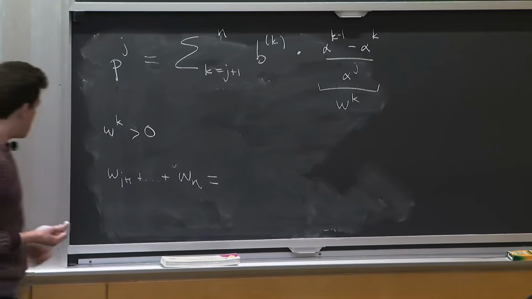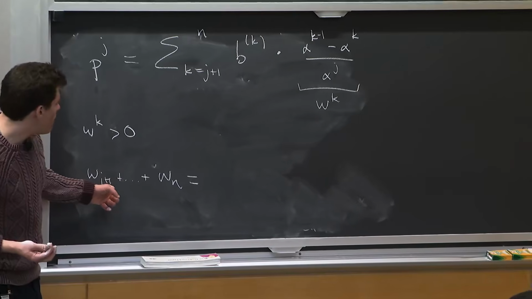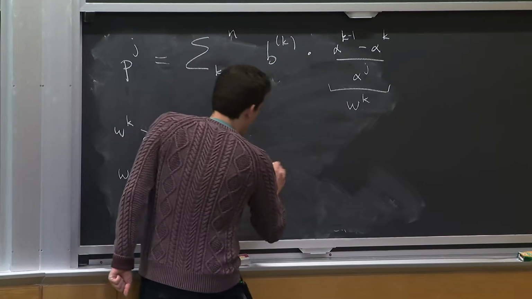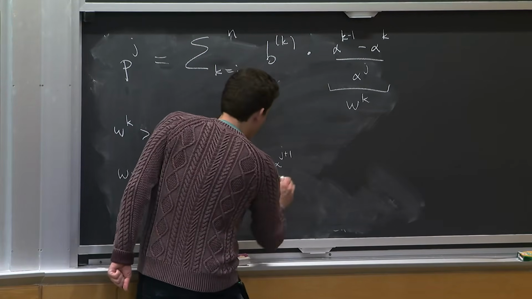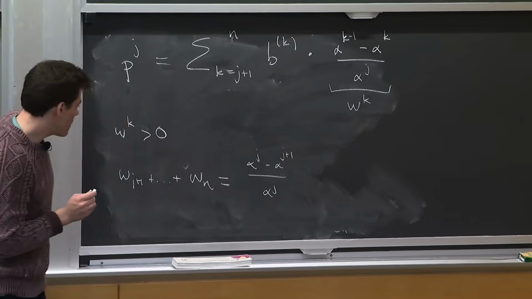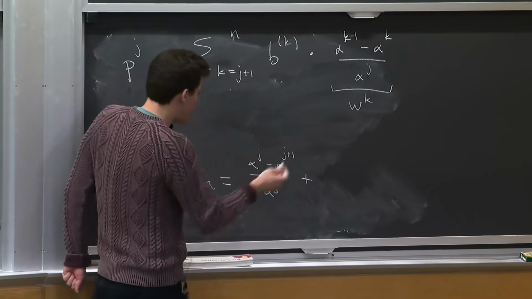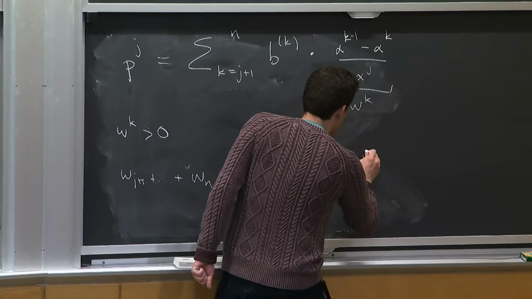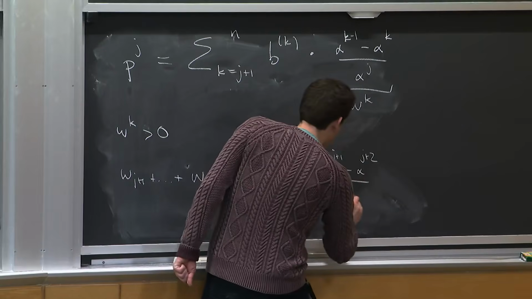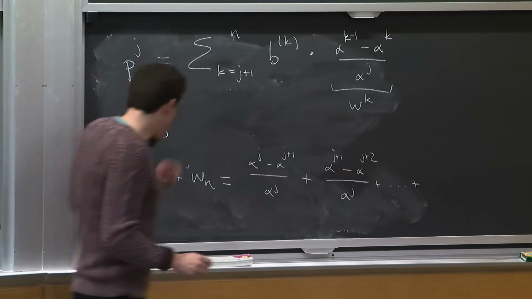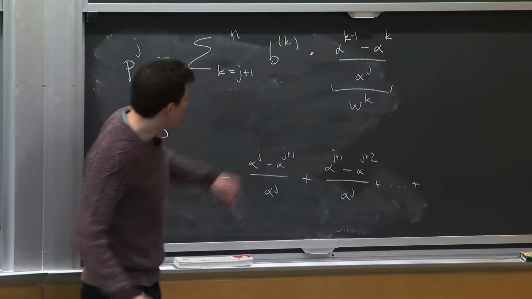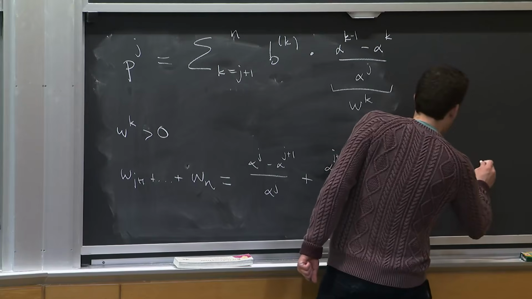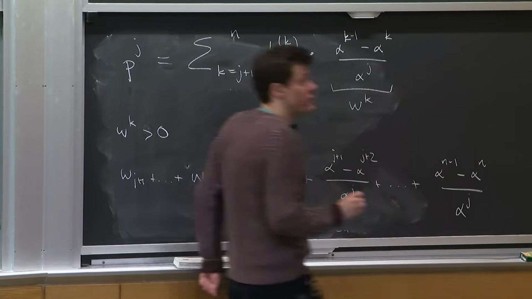Well, let's go through it. w_{j+1}, let's plug in j plus 1 for k. We're going to get alpha_j minus alpha_{j+1} divided by alpha_j. Plus, well, the next term is going to be alpha_{j+1} minus alpha_{j+2} over alpha_j. All the way, well, what's the last term going to be? We have w_n here. So we're going to have alpha_{n-1} minus alpha_n over alpha_j.